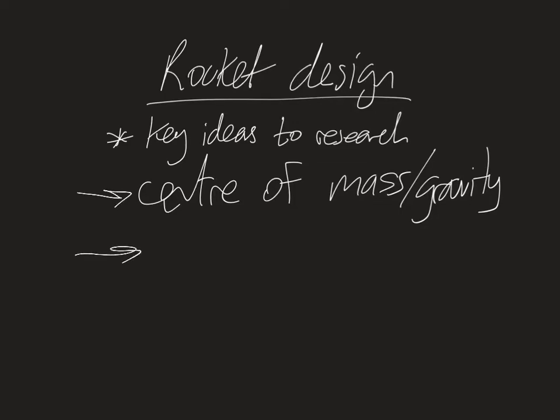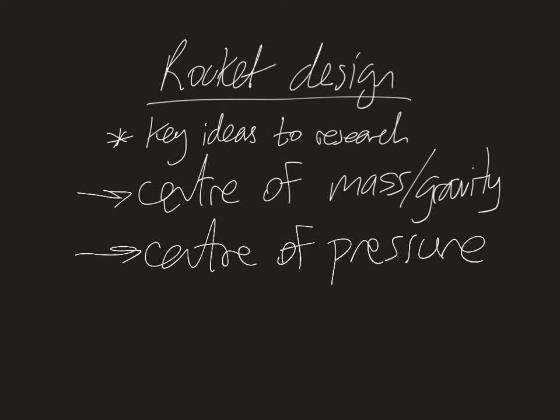The second important point is the center of pressure. This is the sum of all the aerodynamic forces acting on the rocket as it passes through the air. So what can you do about these points? Well, the key thing is to keep your center of pressure behind your rocket's center of gravity.